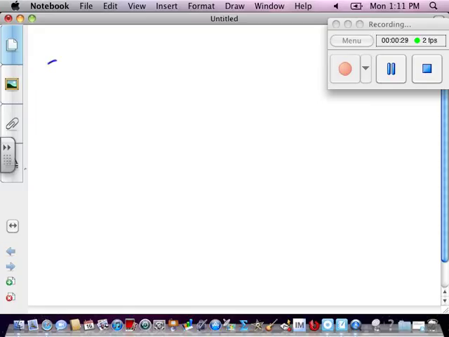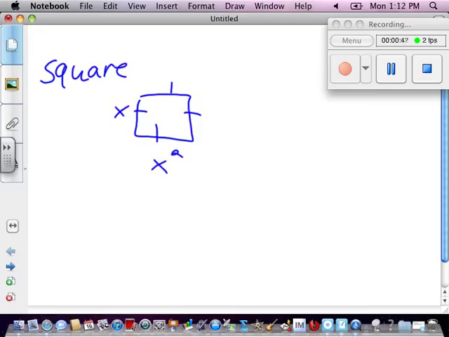The area of a square. How do you find the area of a square? Who remembers? Square of the length of its side. So all of the lengths are the same, right? If we call one of the lengths x, we just do x squared, or x times x. That would be a rectangle.